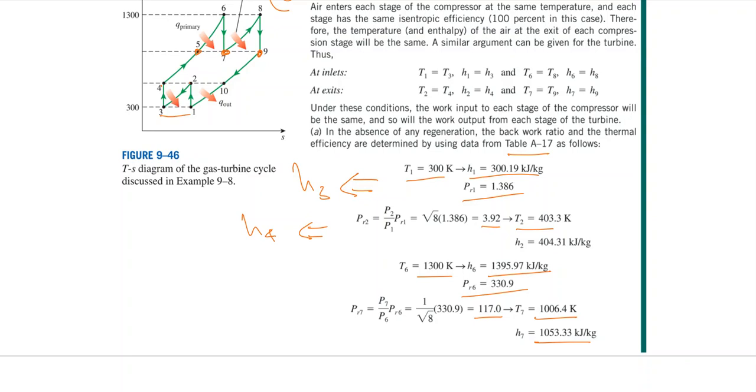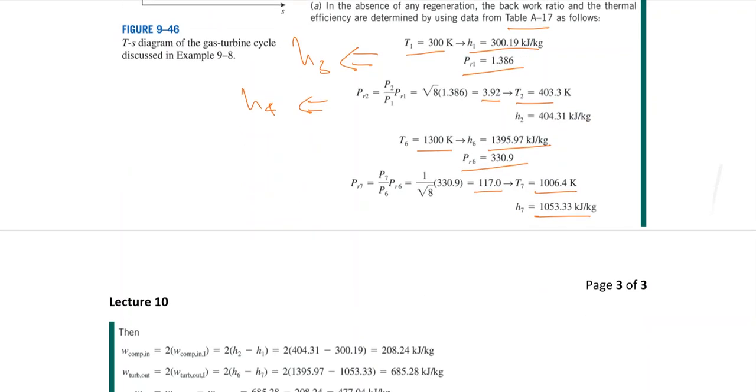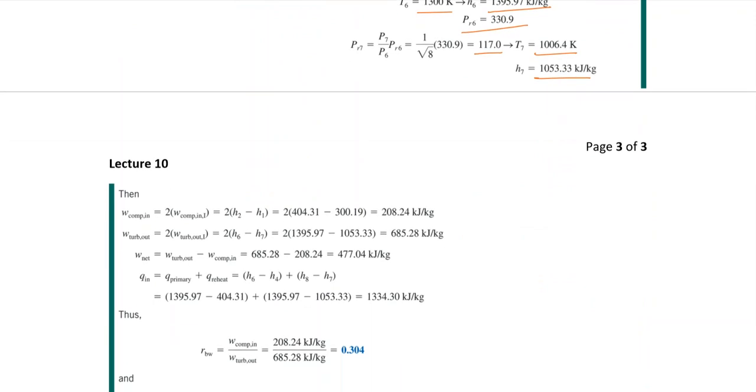Now, as we have already found the enthalpy at each and every state, we can find the enthalpy at T9 as well using the temperature T4, sorry, T2. It was perfect regeneration, perfect intercooling, and reheating at the same temperature.